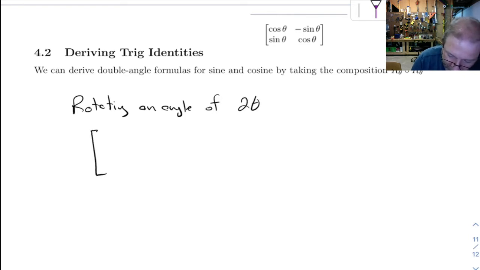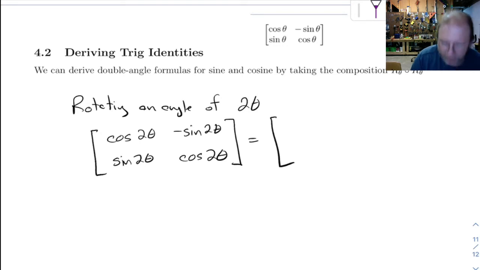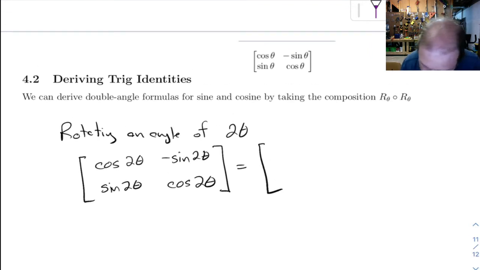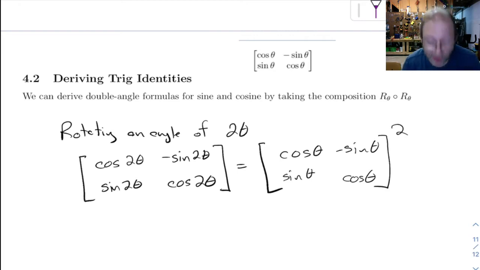would have a matrix of, let's see, it'd be cosine 2 theta here and here, and minus sine 2 theta here, and sine 2 theta here. But if you think about it, you could also rotate by 2 theta by rotating theta and then just rotating theta again. So you could say this thing squared, or let's actually write it out.